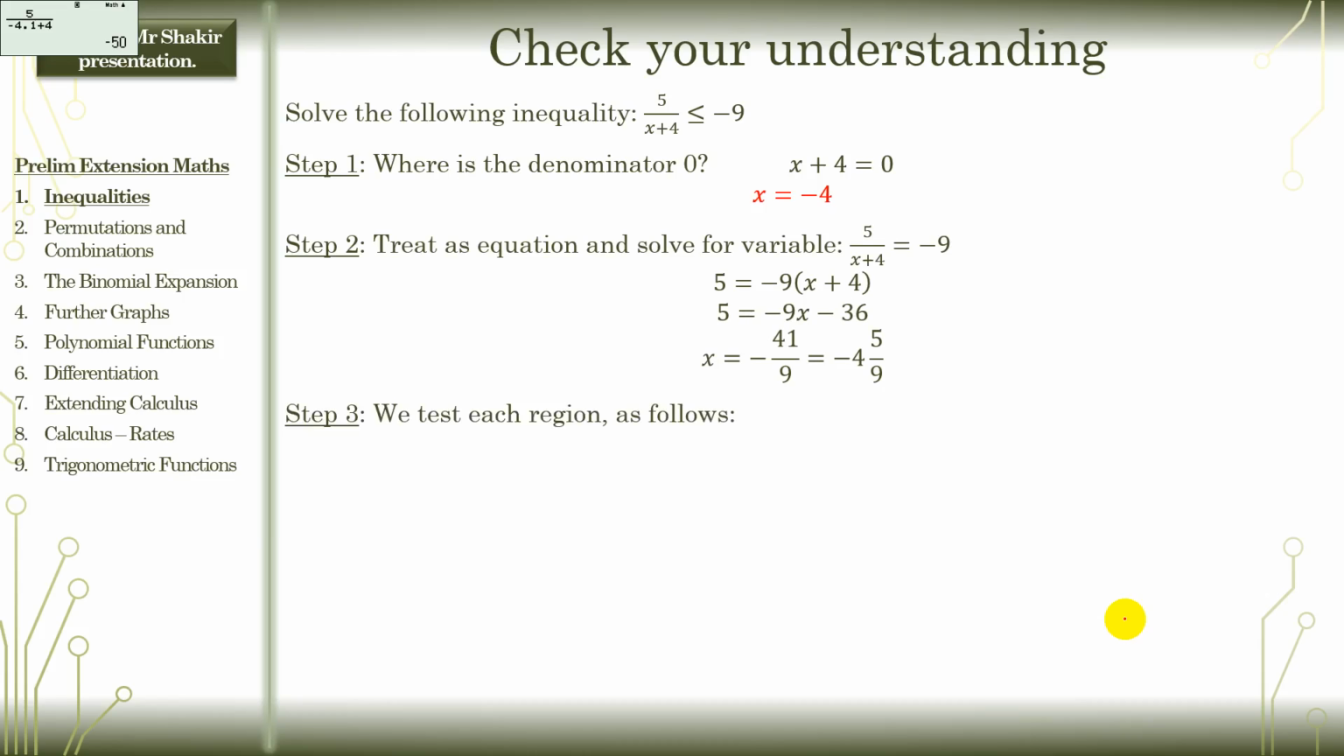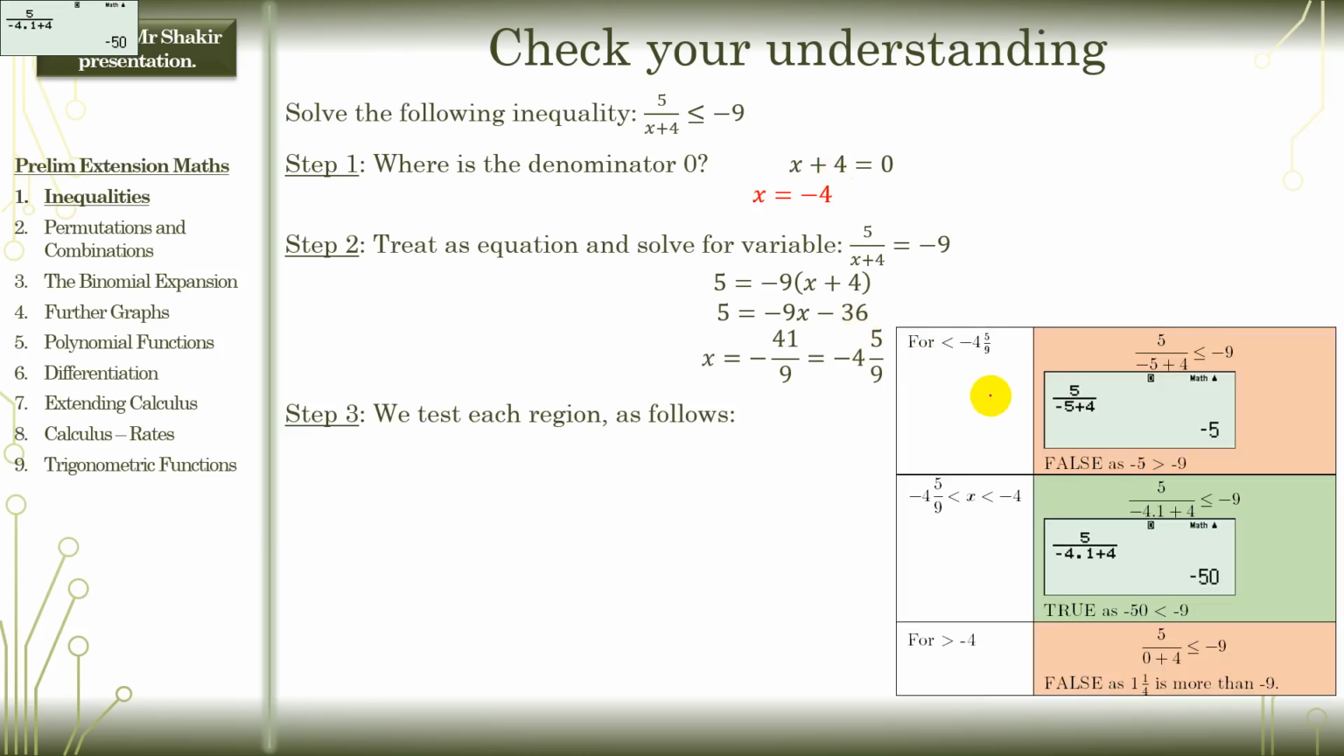This is our second critical point. Now we test each region. So you have -4 and 5/9. This is around -4.555555. So sometimes use your calculator and find the decimal value. It will help you in actually finding out what the number actually is. And so when you have to test each region, you'll know what number to substitute in.